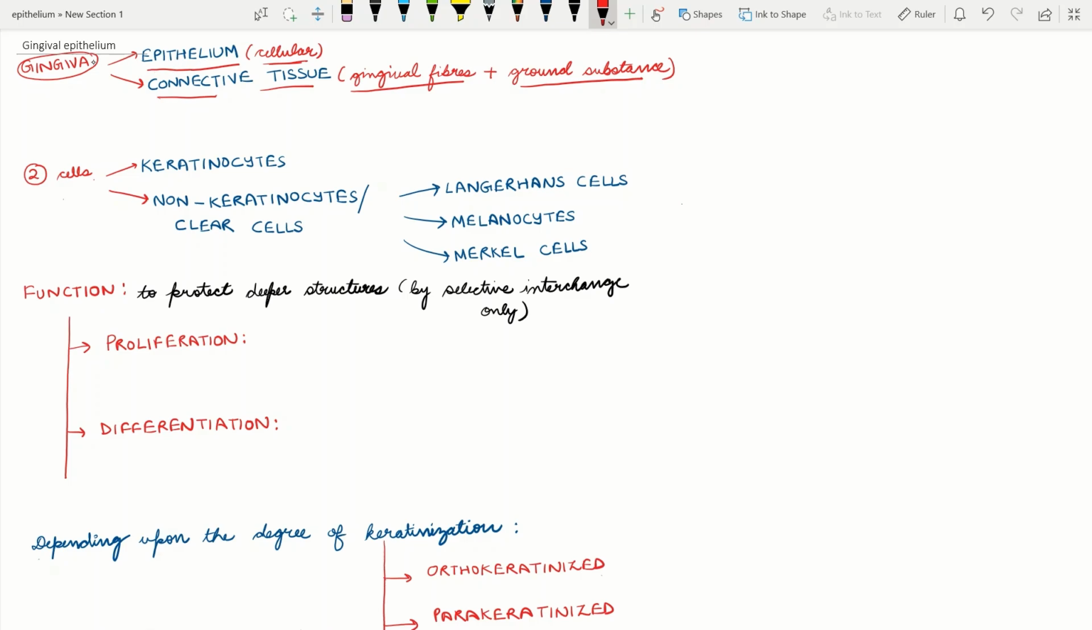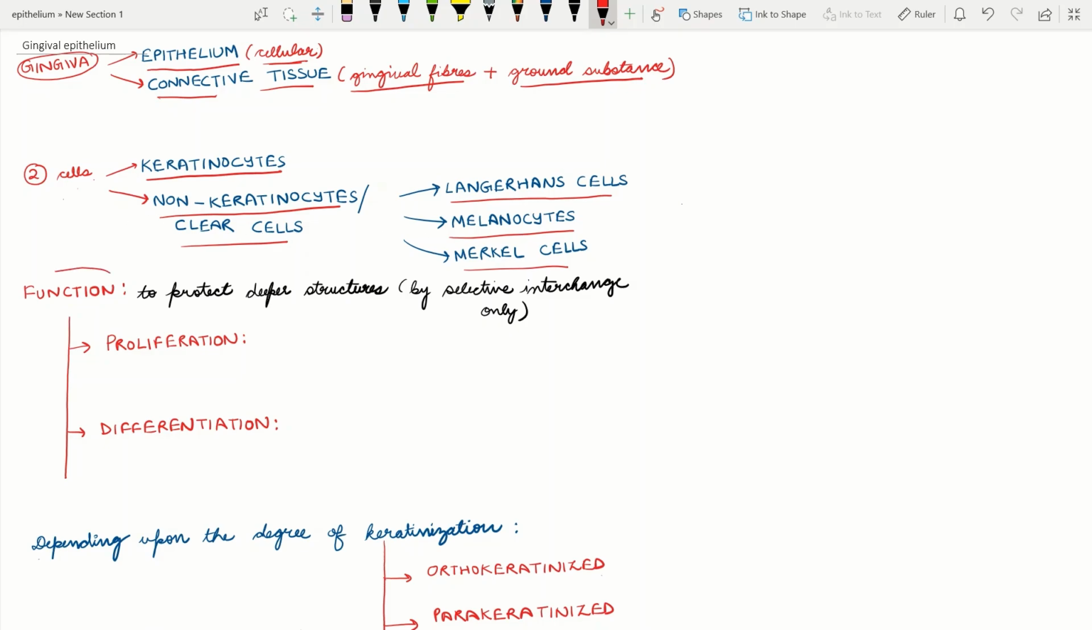So as I have already told you, gingival epithelium is cellular in nature. So it has two types of cells, that is keratinocytes and non-keratinocytes or clear cells. The keratinocytes are present in large quantity, whereas non-keratinocytes or clear cells are further divided as Langerhans cells, melanocytes and Merkel cells. These three cells we will discuss in detail.